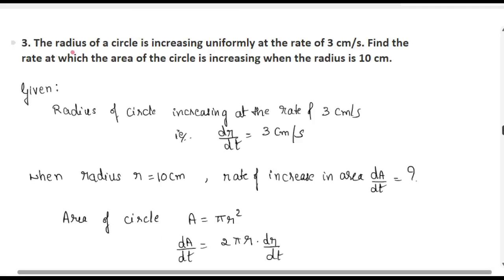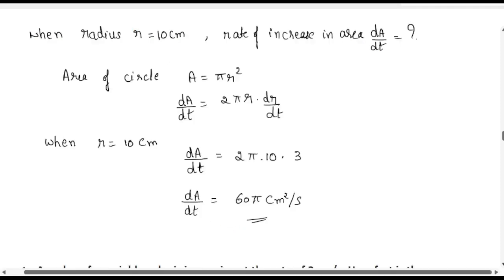Question number 3. The radius of a circle is increasing uniformly at the rate of 3 centimeter per second. That is dr by dt equal to 3 centimeter per second. Find the rate at which the area of the circle is increasing when the radius is 10 centimeter. Find dA by dt when radius is 10 centimeter. For this, we need to know the area of the circle, A equal to pi r square. On differentiation, we get dA by dt equal to pi is a constant, differentiation of r square is 2r into dr by dt. So we get the value of dA by dt as 60 pi centimeter square per second.